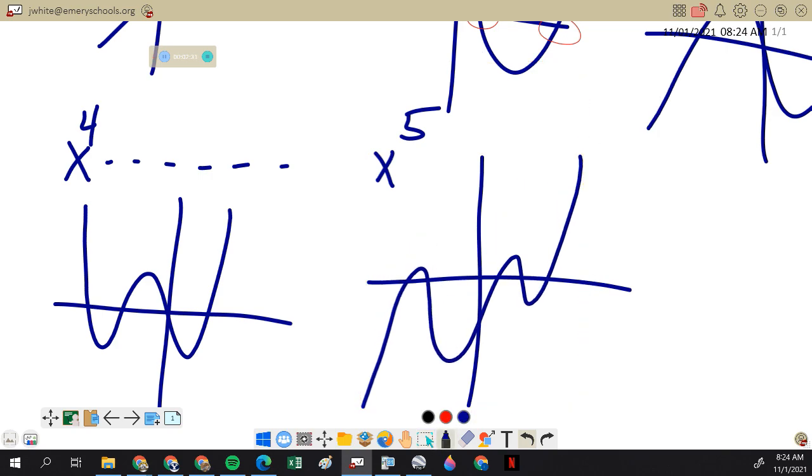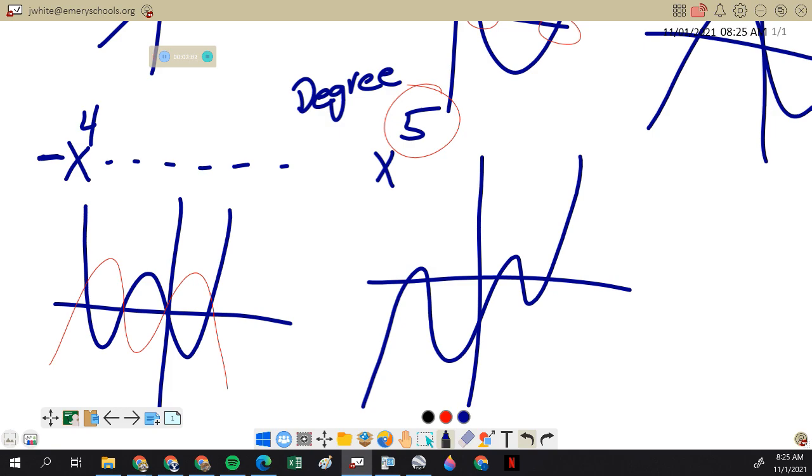So we call the largest exponent the degree. And it's important because it gives us an idea of what the shape of the polynomial is. Okay? But what if I had an x to the fourth that was negative? How would that be different from the one that I drew? It would be upside down. So it would still be W shaped, but upside down, when it would look more like an M.